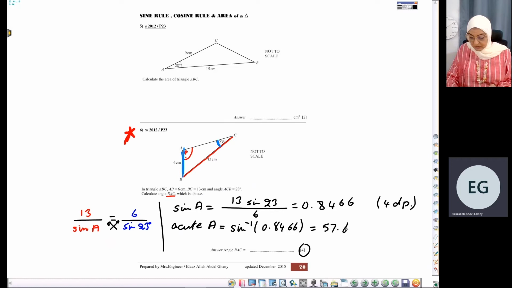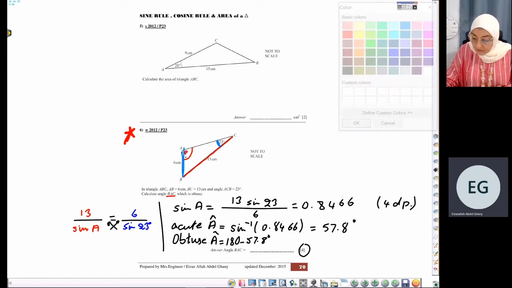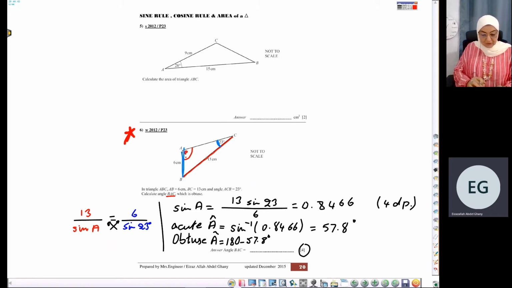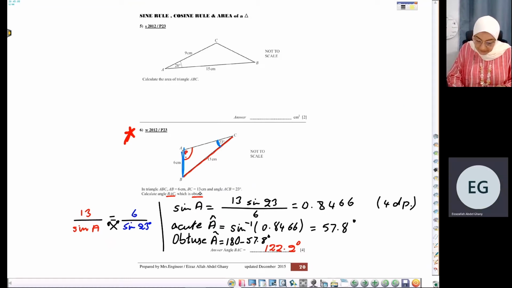It is 57.8, 1 decimal place, but the obtuse angle A is 180 minus this acute angle. We said it before, 180 minus 57.8. And you write on the answer line 180 minus answer. You click answer, please. It will be 122.2. Take care of the word obtuse. This is a trick in the question, but we are always paying attention.